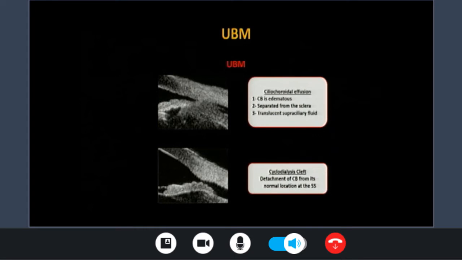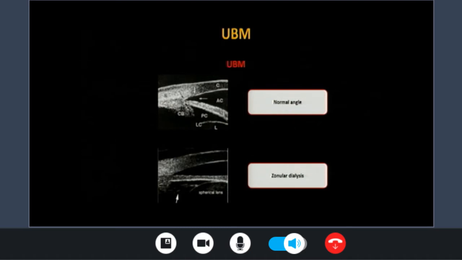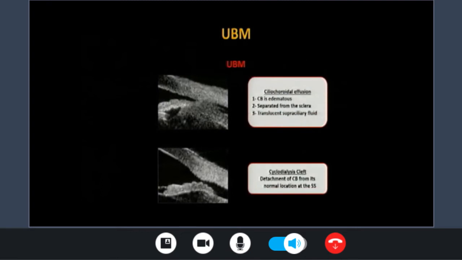You will have some fluid vacuoles here, right? You will have separation from the sclera. You see that this is the supraciliary space, and that's the separation from the sclera. And you will have translucent supraciliary fluid. If you don't have a translucent supraciliary fluid, then this will be what? Hemorrhage. If you have a separation, but you don't have a translucent fluid, what will it be? Blood. Hemorrhage.